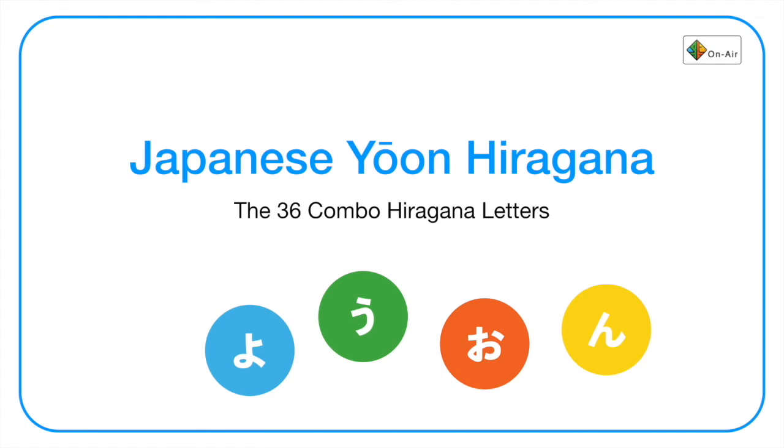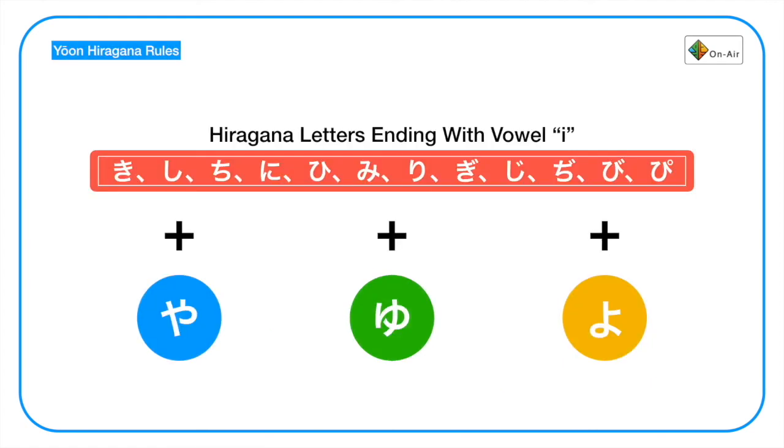This lesson is about Japanese yo-on hiragana, the 36 combo hiragana letters. Let's get started. How do we make the combinations or the combo hiragana letters? It's just by combining all the hiragana letters ending with the vowel i with the ya, yu, yo, and we have the combo hiraganas. The rule is really simple.